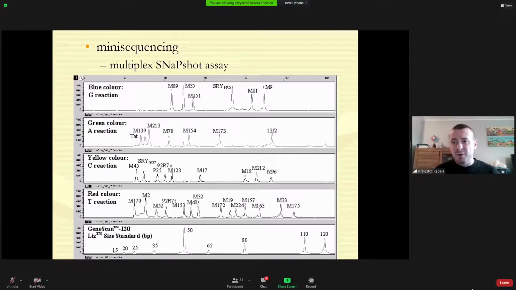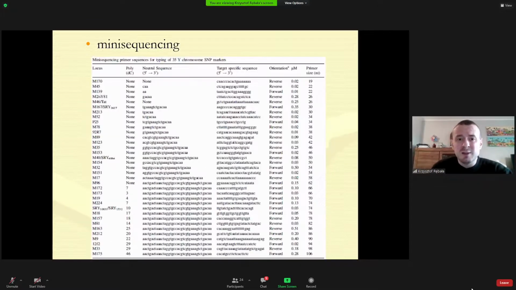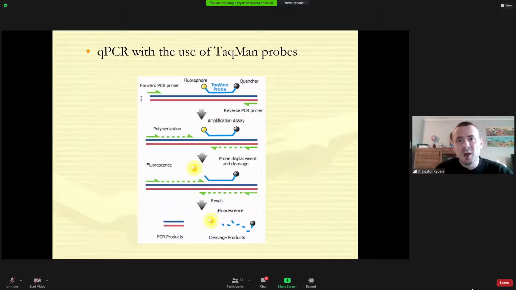However, if all the products were equally short, it would be quite difficult to analyze these results, because we would have plenty of products with similar size. So this is why, when we analyze these SNPs with minisequencing, some additional neutral sequences are added, which make the resulting fragments longer. This is just a neutral sequence which is added to make the resulting fragments distinguishable.